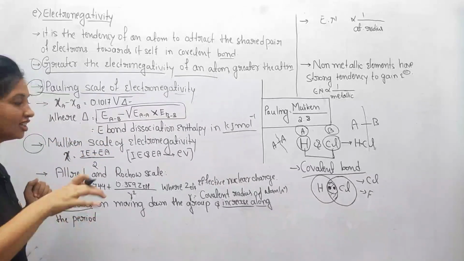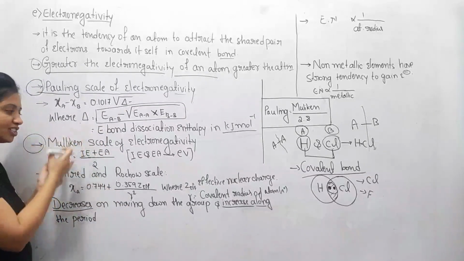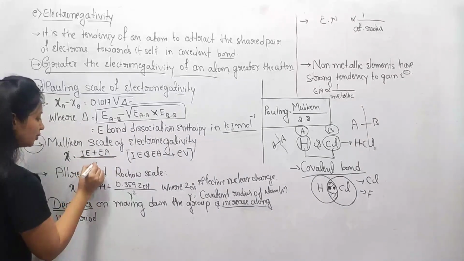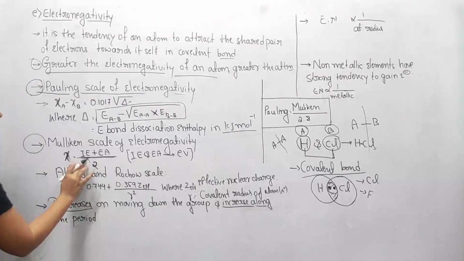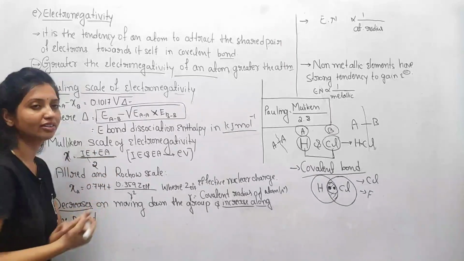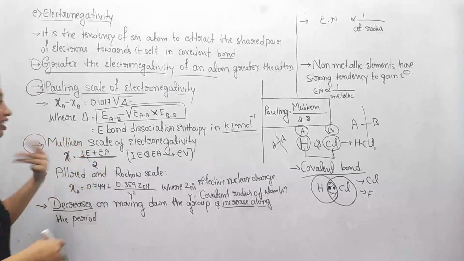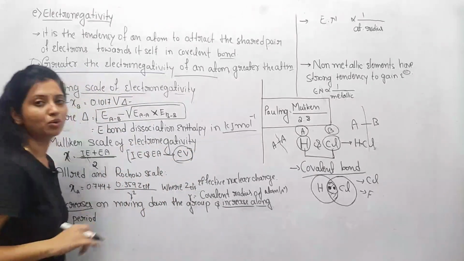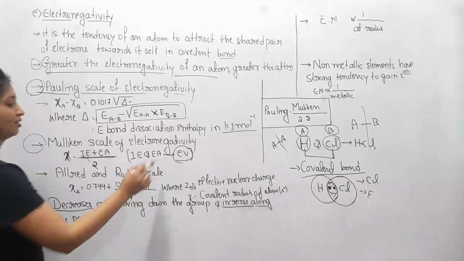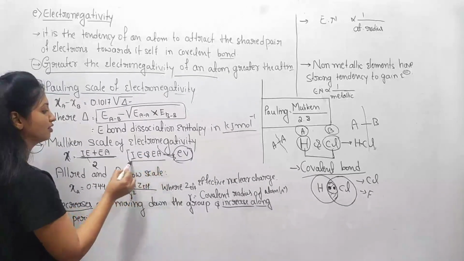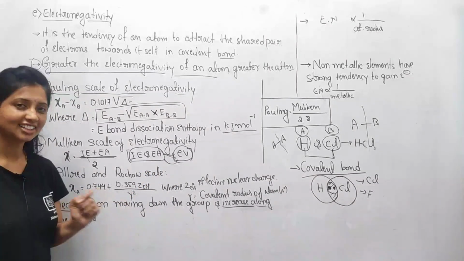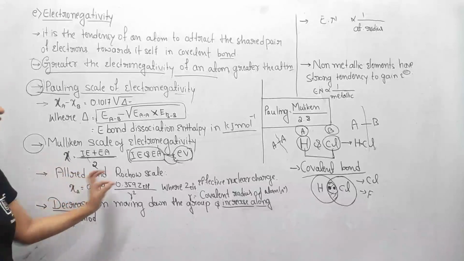Already you know, in a previous class we talked about the ionization enthalpy and electron gain enthalpy divided by 2. So by using this formula we can calculate the electronegativity. Here the ionization enthalpy and the electron gain enthalpy are measured in electron volts. So in the Millikan scale of electronegativity, we measure in electron volts. And the third one, the Aldred and Rochow scale.